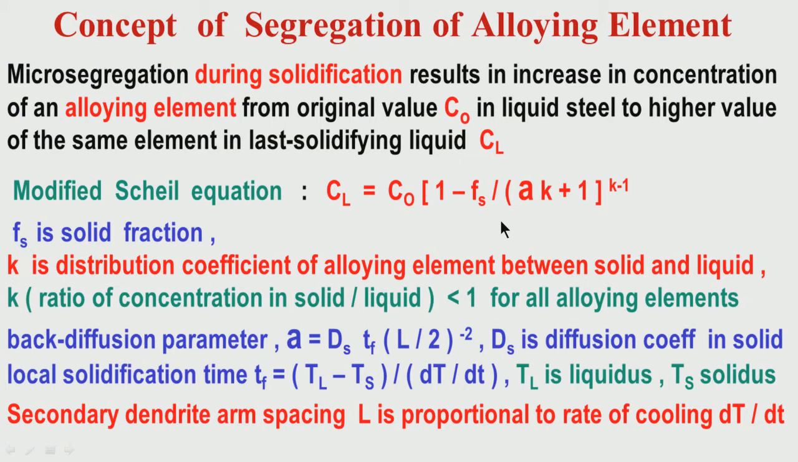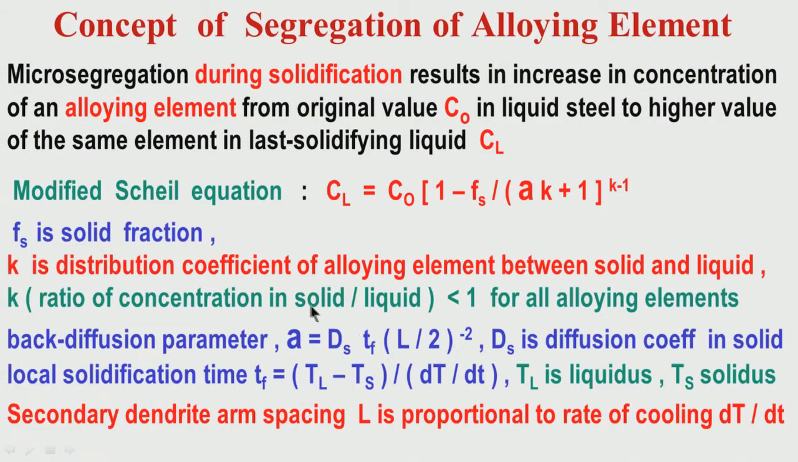So, what is the value of k? Lower the value of k, you can get from this figure, higher will be the value of Cl. This is important. Another factor here is A. A is called the back diffusion parameter, because there is a difference in concentration between the liquid and solid, and from the high level of concentration in the liquid, the alloying element will diffuse towards the solid.